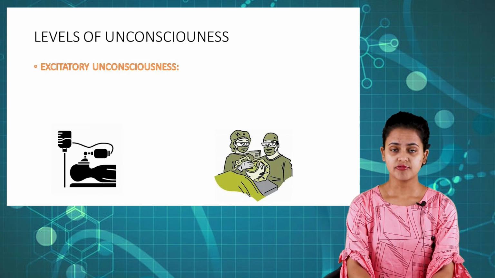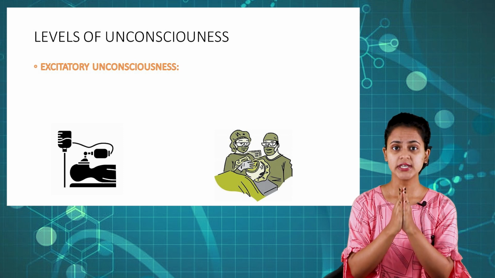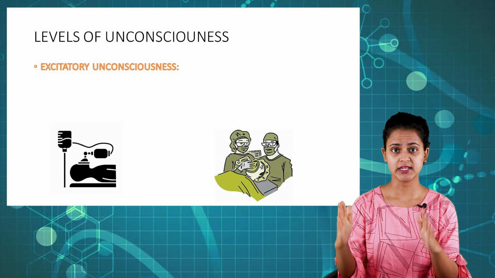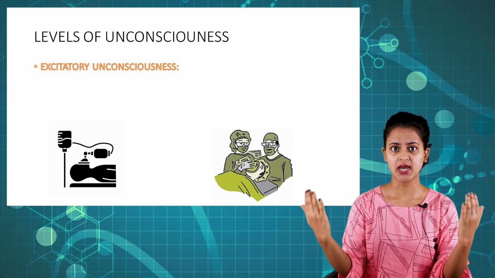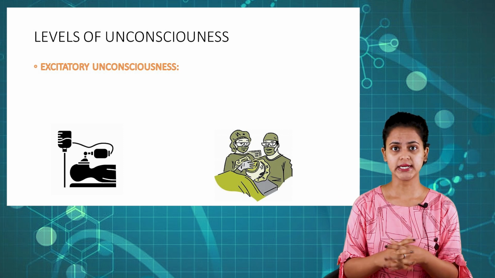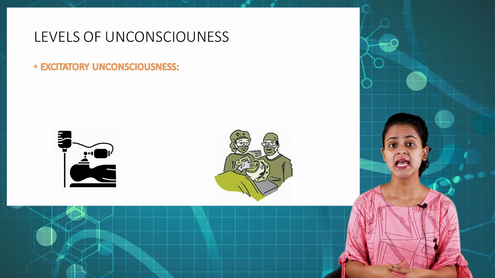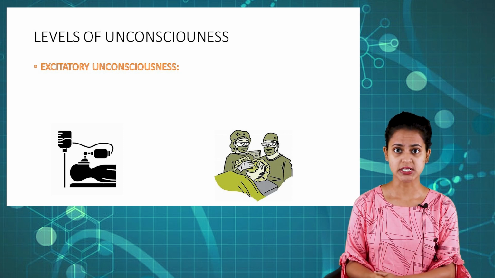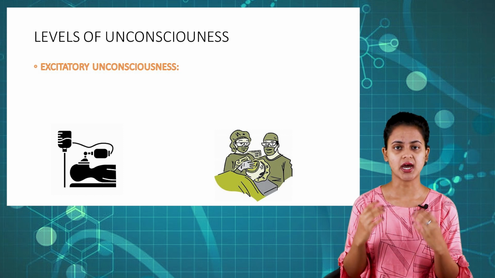Now we are going to read about the levels of unconsciousness. Here we classify the unconsciousness level into 3 categories. The first one is excitatory unconsciousness, the second is known as somnolent unconsciousness, and the third is known as stuporous unconsciousness. Now we are going to deal with excitatory unconsciousness.